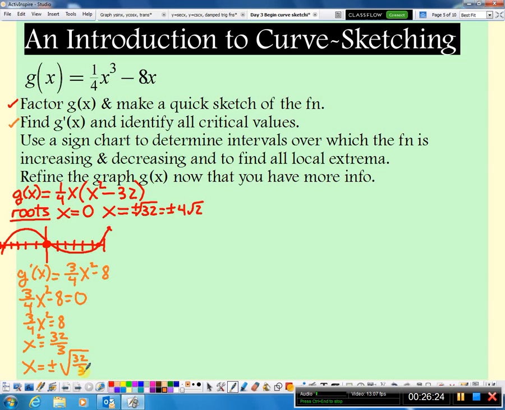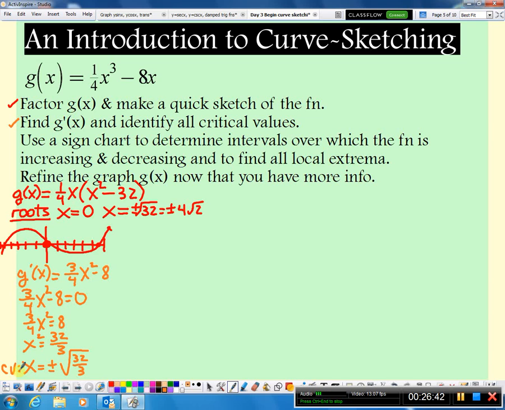Now, does g prime of x ever fail to exist? No, you don't have a fraction that's going to create asymptotes or holes in the graph. So that means your only critical values are where g prime of x equals 0. So I've taken care of that part.